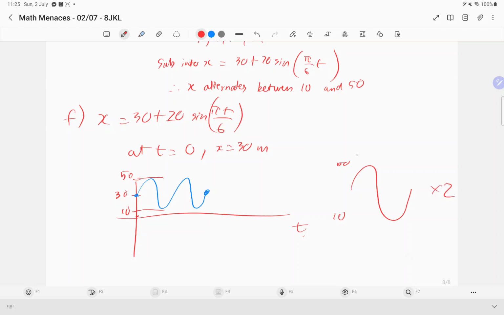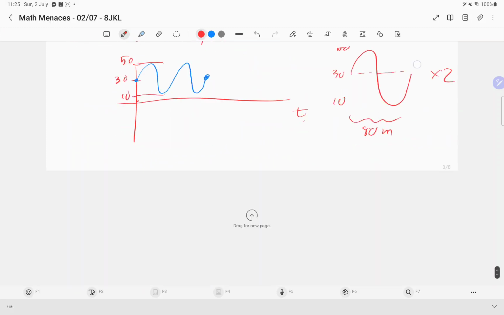So when you go up, it's from 30 to 50, that's 20. The total distance per cycle is 80 meters, because 20 times 4. So every time it goes to the extreme from the center, it's 20 meters. That's the amplitude. So when it goes up and down like that 4 times, that will be 80 meters times 2 is 160. That's it. So the travel graph is not as complicated.